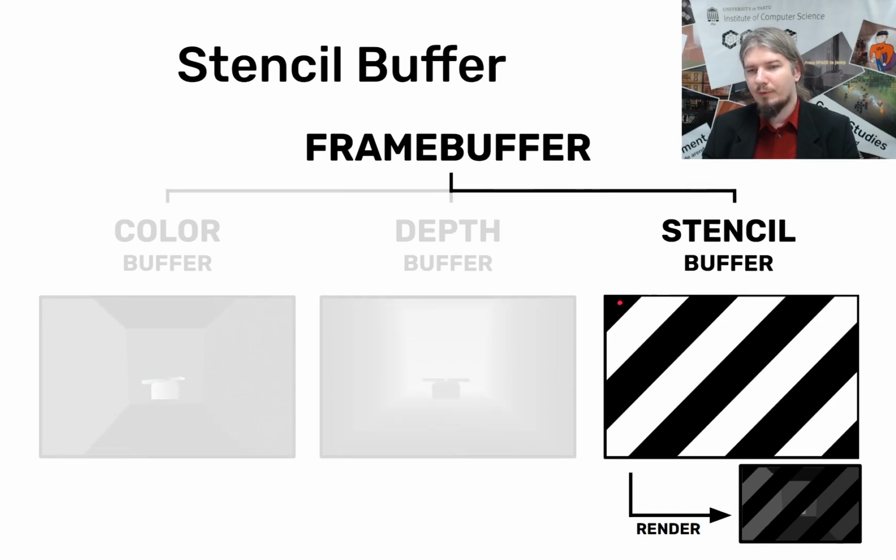The stencil buffer allows you to mask out some parts of the scene that you don't want to render. For example, here we have these black and white values in the stencil buffer, and in the render we are only rendering these stripes that have the white values. So it's like a stencil mask for your rendering.